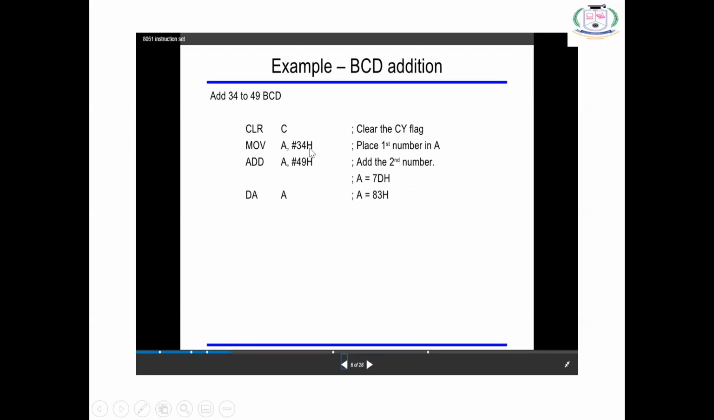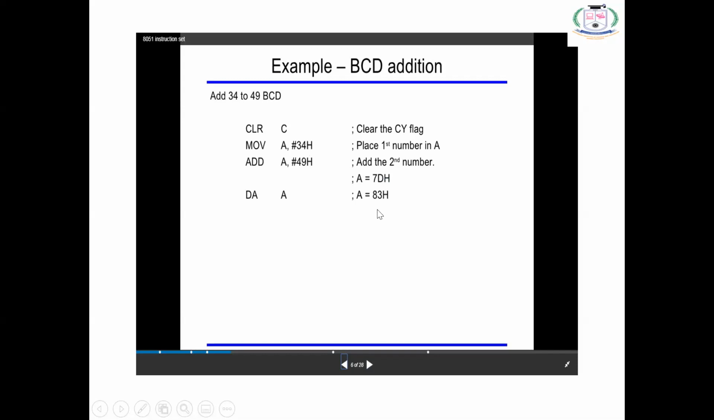Move A comma #34, add A comma #49. So what is my first accumulator value? 34. And add A comma #49, so I have to add 34 plus 49. What value will I get in hexadecimal? 7C. But I need the number in BCD, binary coded decimal. So if I use DA, what will it do automatically? It will convert that hexadecimal number into binary coded decimal, that is 83.